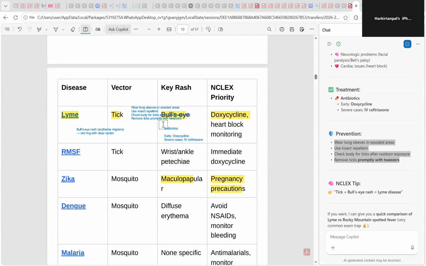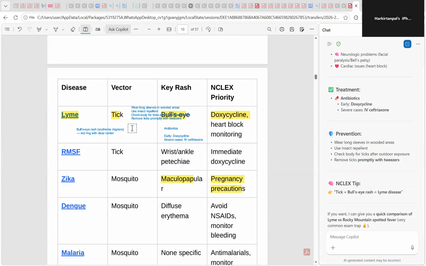We can check our body for any ticks. After being exposed to the outdoors, we can check our skin for any tick stuck in it, and if it is there, we remove it immediately when we notice it. Otherwise, it can cause a deeper infection in the skin. For Lyme disease, the important management is preventive measures only: wear long sleeves while walking through a wooded area, use insect repellent, check the body for ticks after outdoor exposure, and remove ticks promptly with tweezers.